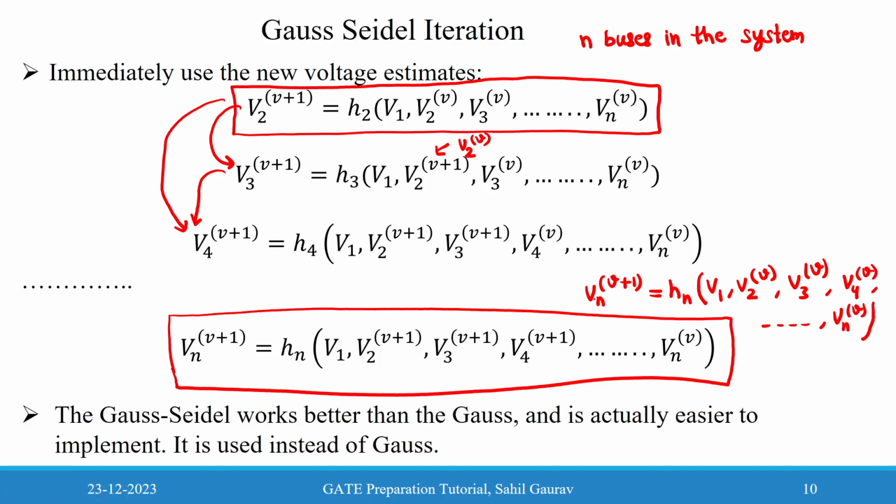Here I have written V and V plus 1. Here I have not used the updated value of voltage in this. So this will be the Gauss method only.